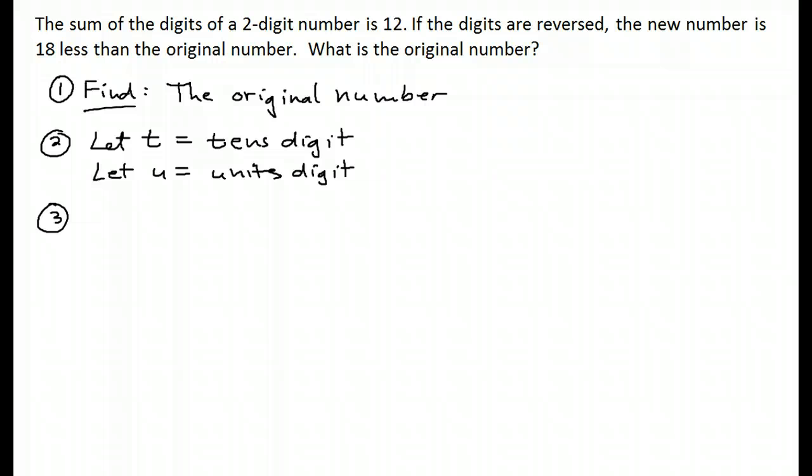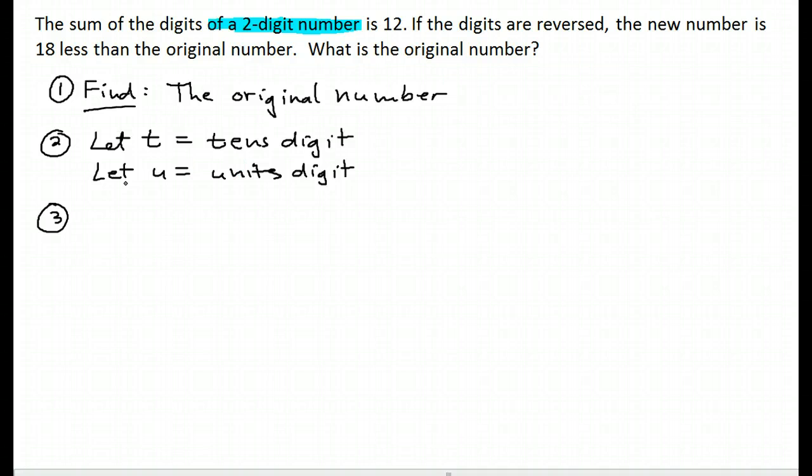Okay, here's the first problem we want to look at. The sum of the digits of a two-digit number is 12. If the digits are reversed, the new number is 18 less than the original number. What's the original number? Now, when you see you have a two-digit number, you should automatically know that you're going to have let statements that look like this.